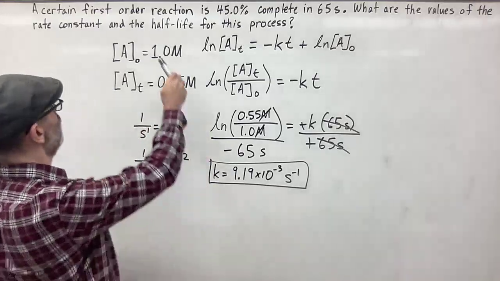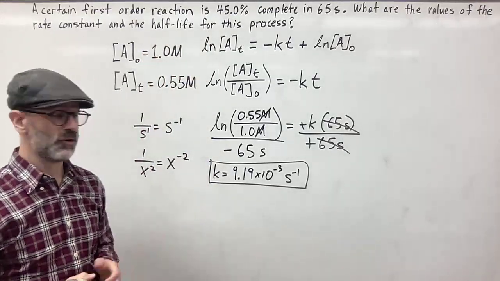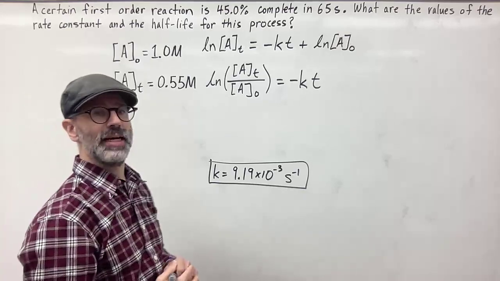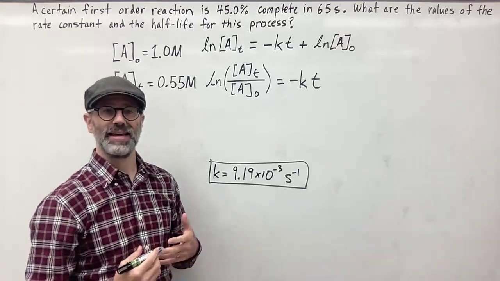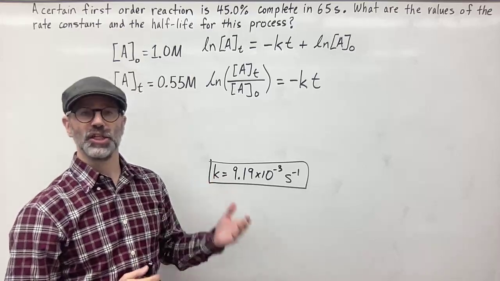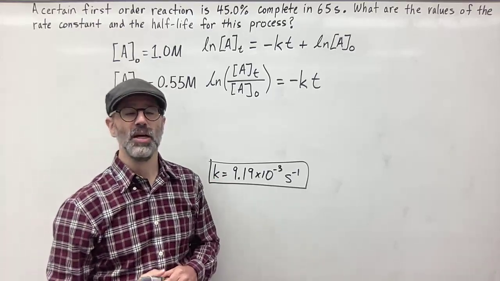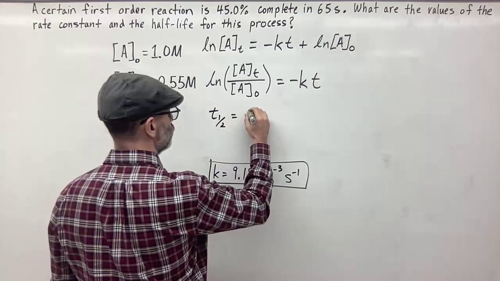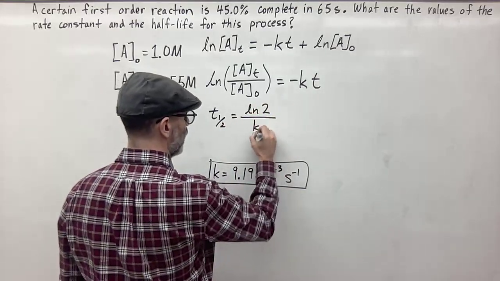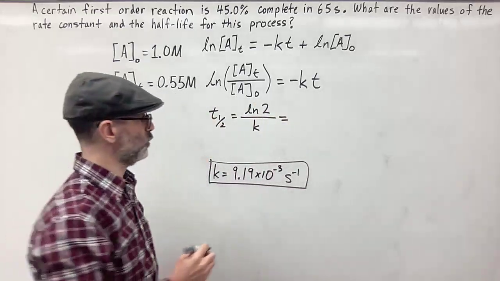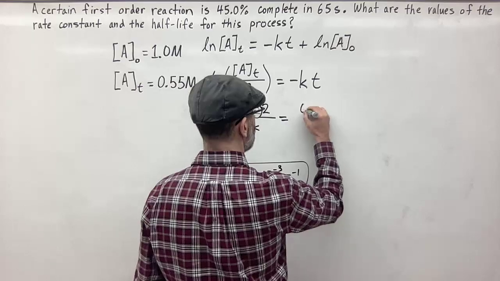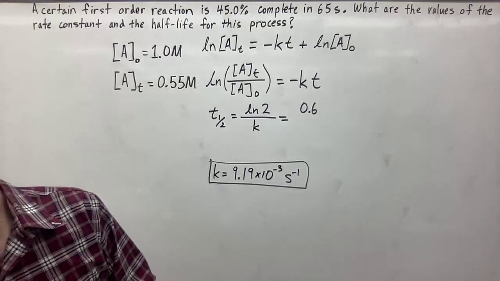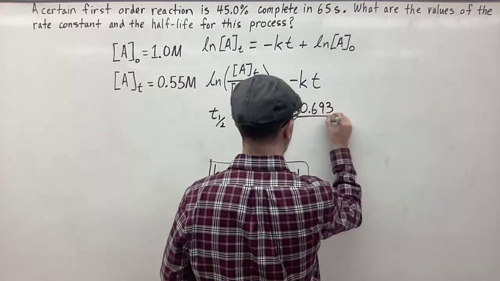Next thing is to find the half-life for this process. So now we need to use the half-life equation. Again, we have to make sure we're using the right half-life equation. Each order has a different equation, right? First order has a certain equation, zero order has a certain equation, second order has a different equation. So we need to make sure we use the right equation. So for first order, the half-life is equal to the natural log of 2 over k. The natural log of 2 is 0.693, so 0.693 over k.